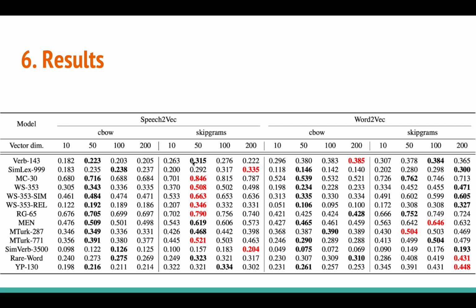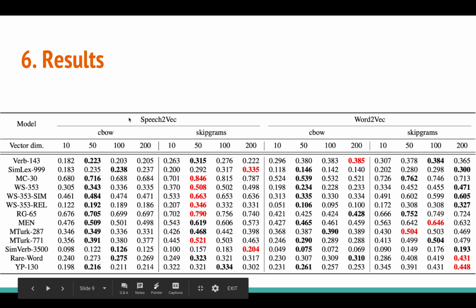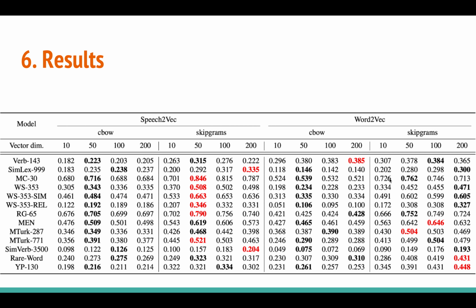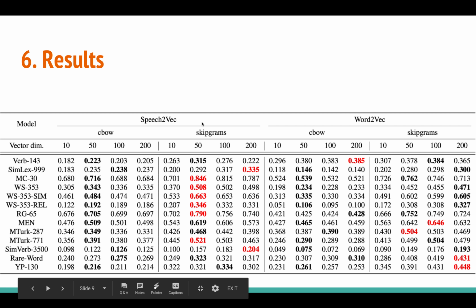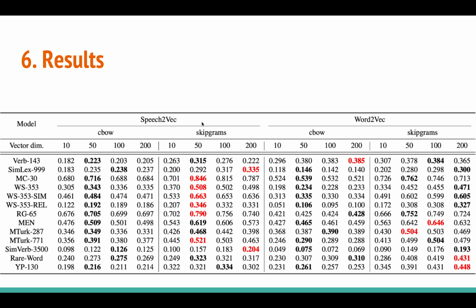As you can see, the skipgram speech-to-vec model beats the others on 8 out of 13 word similarity benchmarks. Only 4 or 5 of them are taken by the others: 4 of them by word-to-vec skipgram, and 1 by word-to-vec CBOW. So basically this shows you that speech-to-vec is actually working better than word-to-vec.